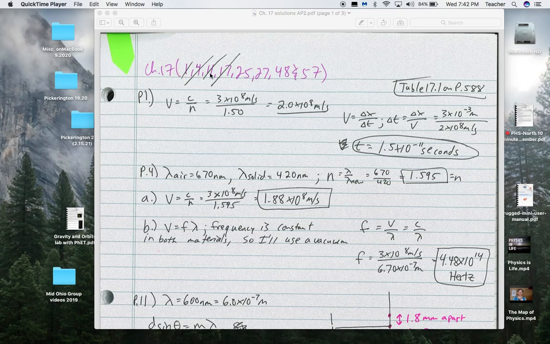These are problems from Chapter 17. They're due here toward the end of February in 2021. In order to answer problem 1, you're going to need Table 1 on page 588.